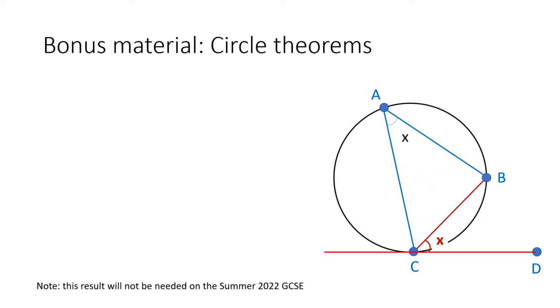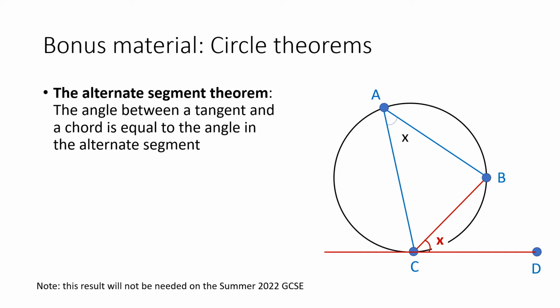Another important circle theorem, again this result will not be on the summer 2022 GCSE papers, is the alternate segment theorem. So what's that saying? You've got a circle. If you've got a tangent like CD here which touches a circle at C, you've got a chord BC and the angle between the tangent and the chord is X. That will be the same as the angle subtended by the chord BC in the segment opposite the original angle, the so-called alternate segment.